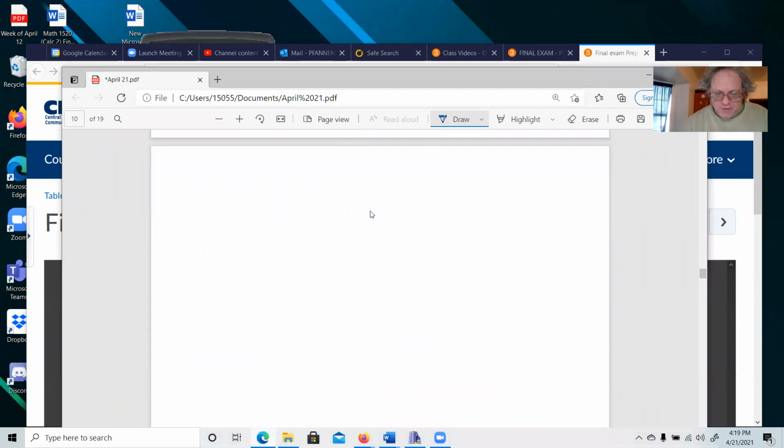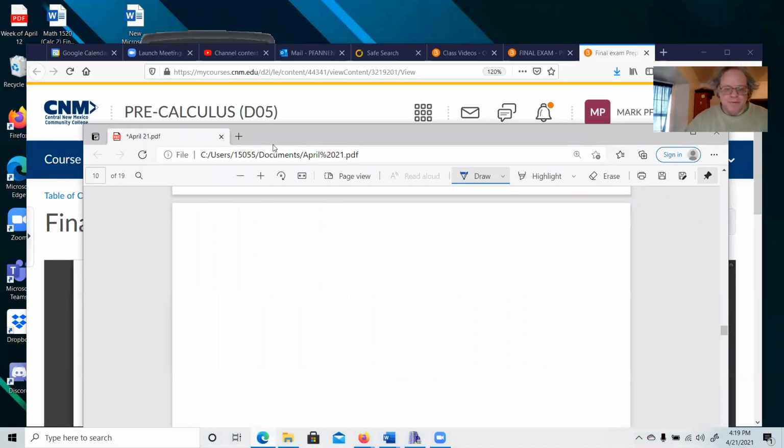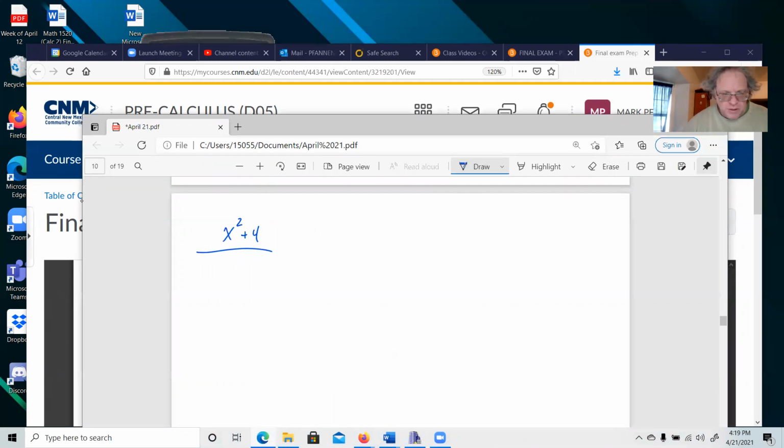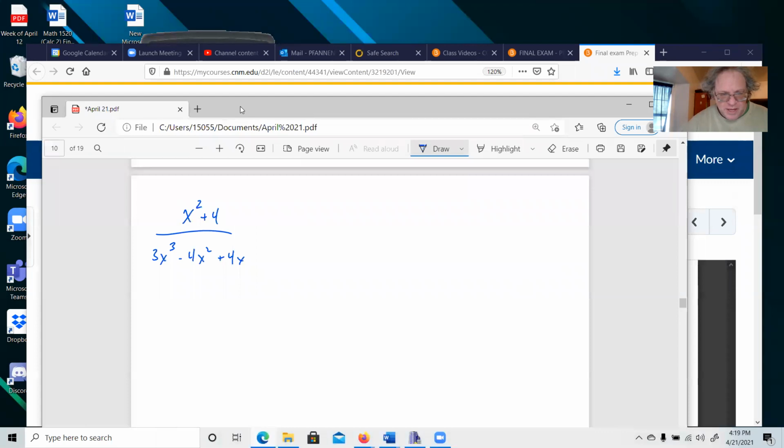All right, so what do we have here? X squared plus 4 over, let's go ahead and, what's the denominator? 3x cubed plus 4x squared minus 4x. 3x cubed minus 4x squared plus 4x, I think. Or is that a minus? Did I get the signs wrong? I got them swapped. Let's make this one a plus and make this one a minus. Okay.